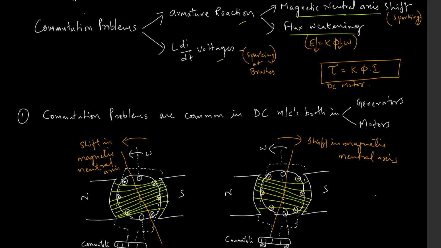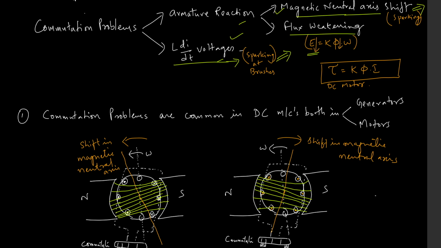And L di/dt voltages are due to the change in the coil position from one pole to the other. These two, magnetic neutral axis shift and L di/dt, are going to cause sparking at the brushes, and the flux weakening indirectly reduces the EMF induced in the generator.